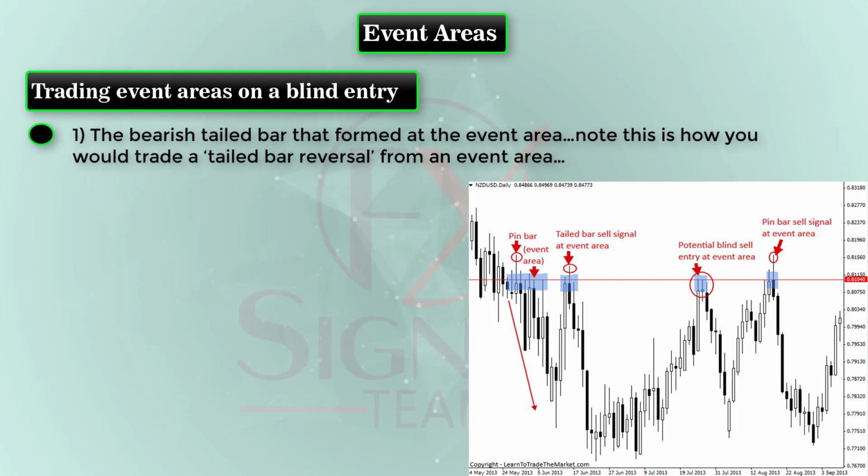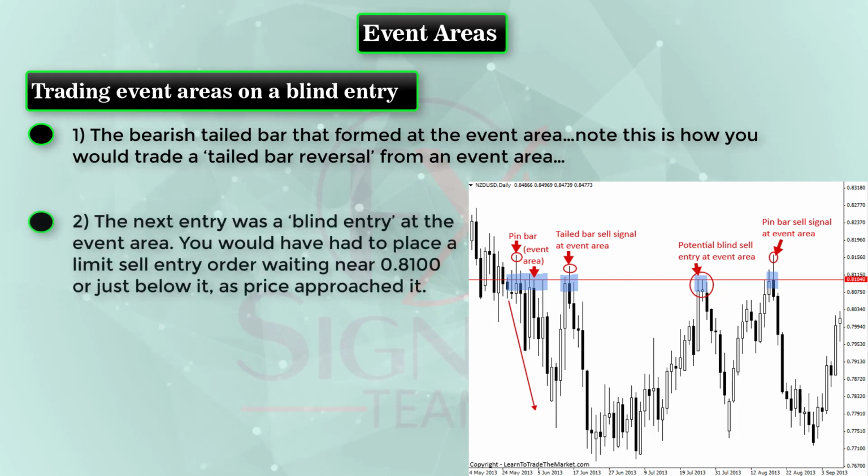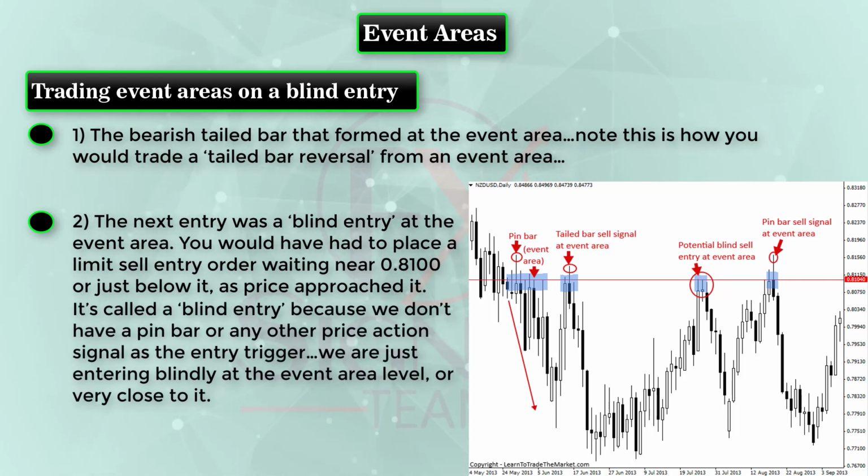The bearish tailed bar that formed at the event area. Note this is how you would trade a tailed bar reversal from an event area. The next entry was a blind entry at the event area. You would have had to place a limit sell entry order waiting near 0.8100 or just below it, as price approached it. It's called a blind entry because we don't have a pin bar or any other price action signal as the entry trigger. We are just entering blindly at the event area level, or very close to it.